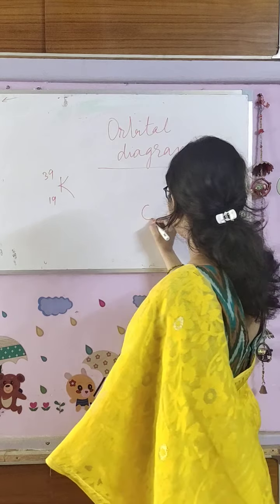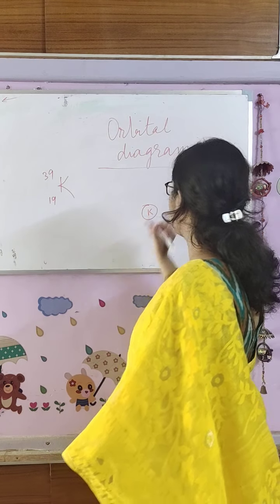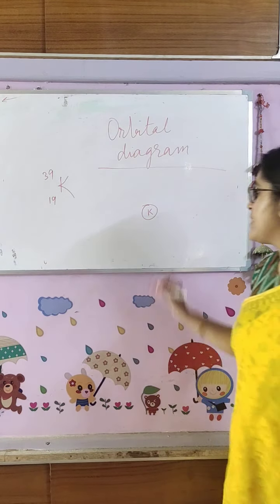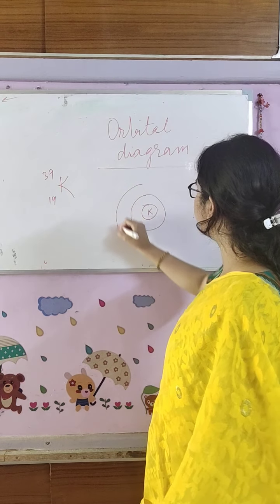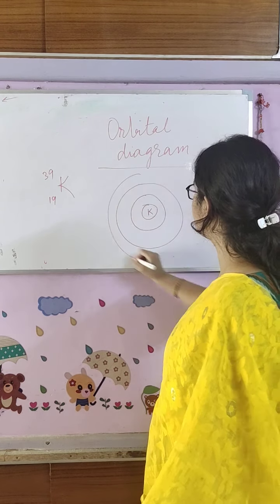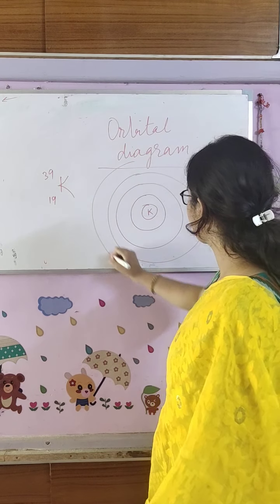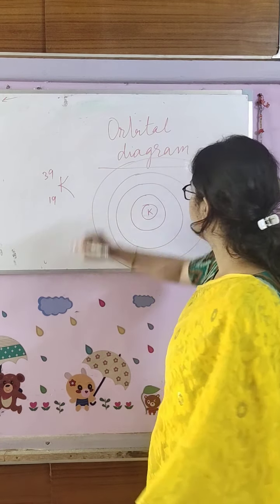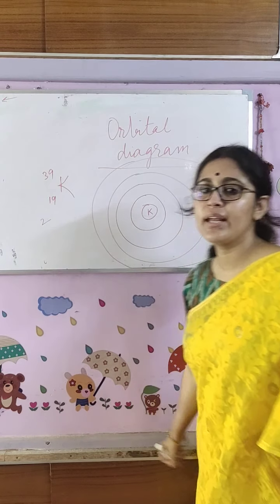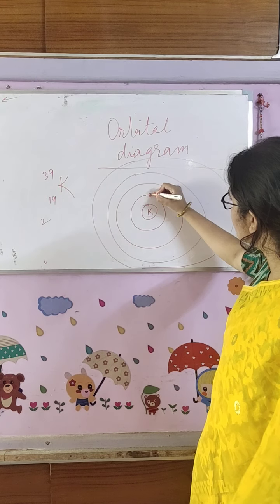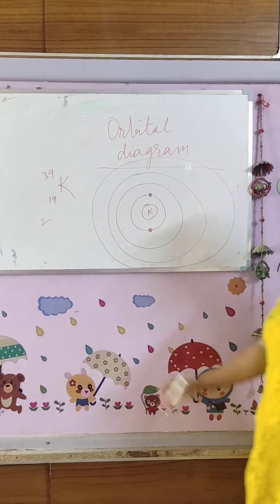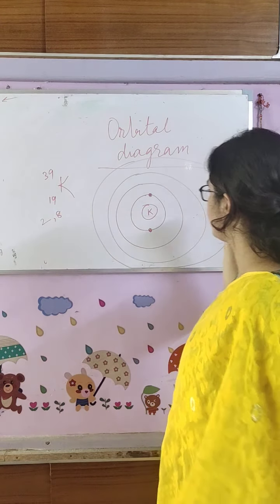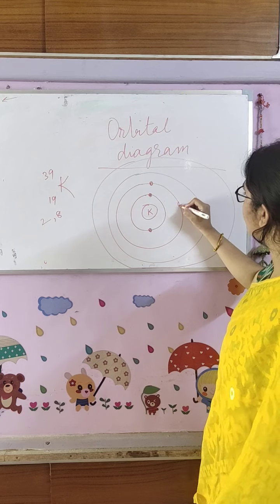How? We will draw the nucleus and write K there. Why K? Because we are representing the potassium atom. Then we have to distribute these 19 electrons in different shells. We know in the first shell how many electrons will be there? 2. So we will give 2 electrons in the first shell. Next, how many electrons will be there? 8. So we will give another 8 here.